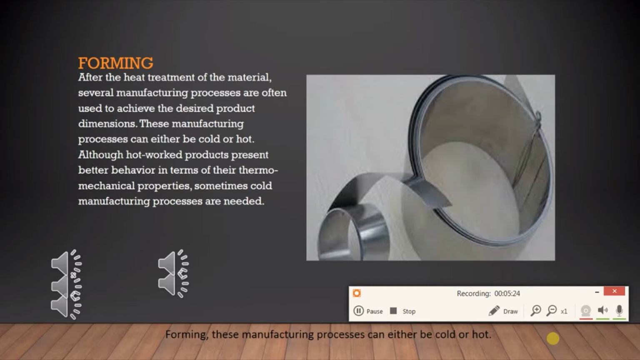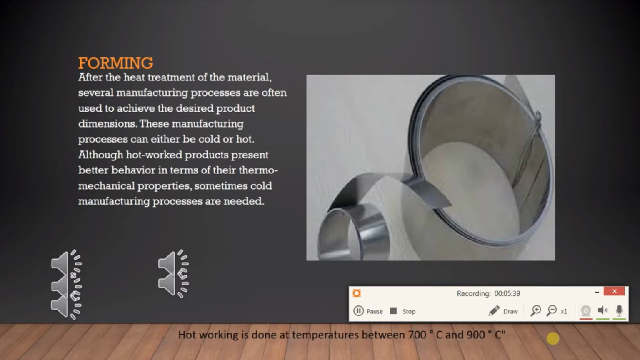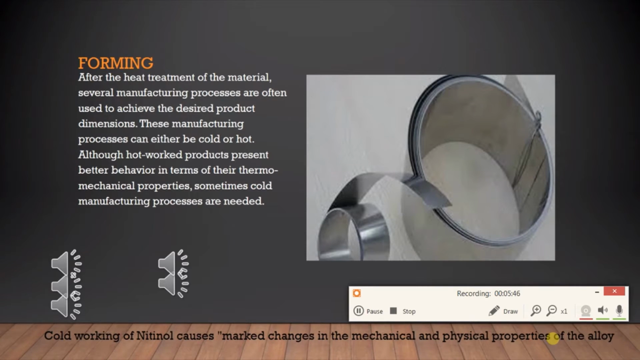This manufacturing process can be either hot or cold. Although hot work products present better behavior in terms of thermomechanical properties, sometimes cold manufacturing processes are needed. Hot working is done at temperatures between 700 degrees Celsius and 900 degrees Celsius. Cold working of nitinol causes marked change in the mechanical and physical properties of the alloy. After the process of forming, your nitinol metal is finished and ready to be programmed.